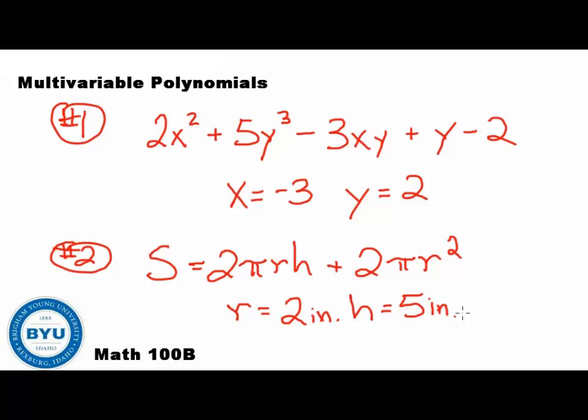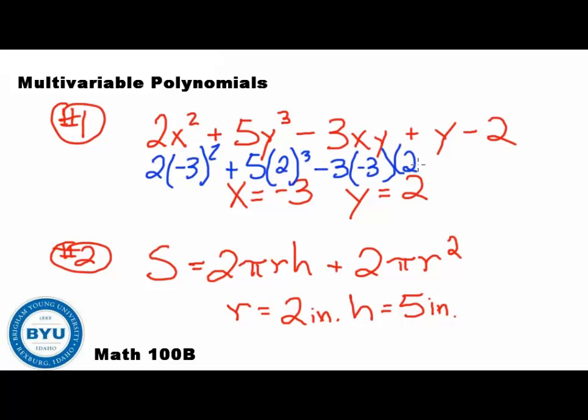Okay, so we're evaluating multivariable polynomials. In other words, we're just plugging values in. We're going to plug in -3 here for x, and 2 in for y. So I get 2 times -3 squared plus 5 times 2 cubed minus 3 times -3 times 2 plus 2 minus 2. So I went ahead and plugged in -3 for all the x's and 2 in for all the y's. That was my first step.